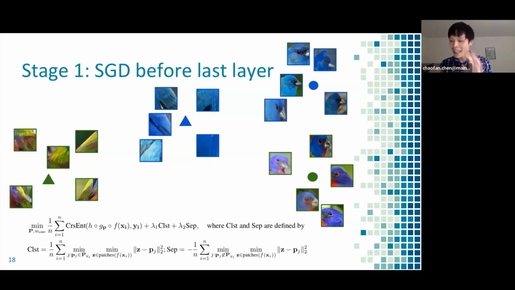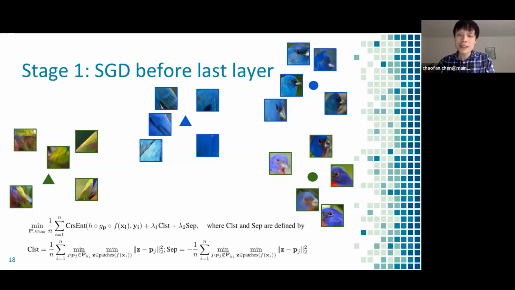So by fixing the last layer in this way, we can force the network to learn a meaningful latent space, because if a latent patch of a class K image gets too close to a non-class K prototype, then this will decrease the predicted probability that the image belongs to class K. And what this means is that it will increase the cross-entropy loss of the training objective. Therefore, by fixing the last layer weights, we are also trying to enforce this clustering structure in this first stage of training.